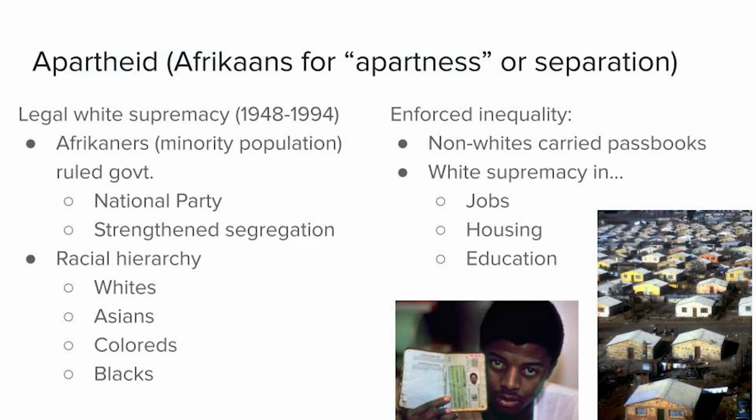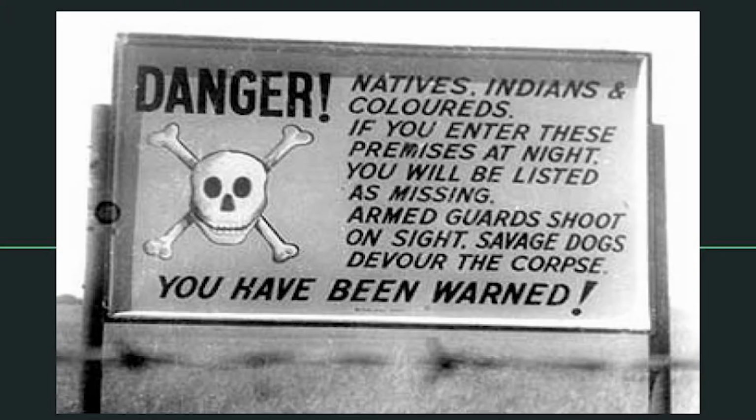The big idea of this racial hierarchy, though, is that it enforced inequality. Non-whites were required to carry paperwork identifying them by name, by racial categorization, and by homeland, so that if they were seen in a part of the country where whites believed they should not be, they could be identified and either sent back or arrested for being where they shouldn't be. So these passbooks were a source of real frustration for activists as well.